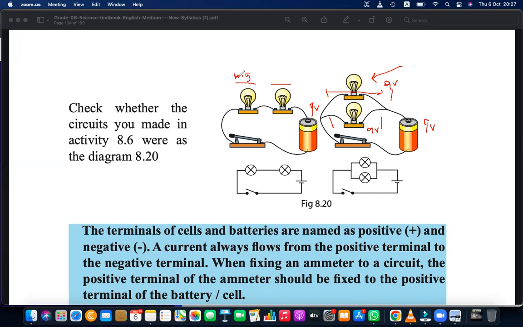Which setup is brighter? Is it number 1 or number 2? Number 2, sir. Number 2, right? The parallel setup is brighter.